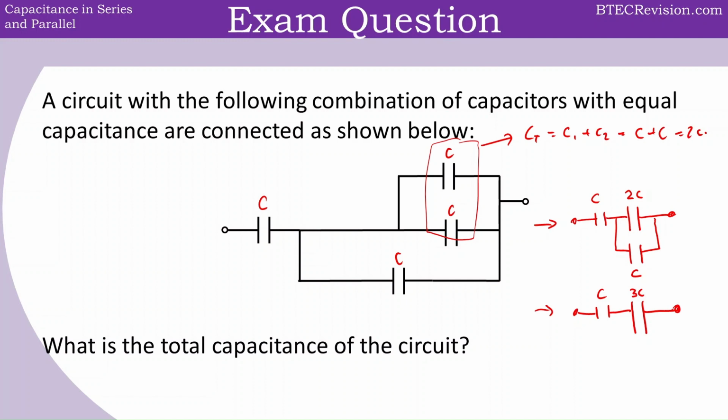Okay, and now we can use our capacitance equation for series, which is 1 over C total equals 1 over C plus 1 over 3C. And we can manipulate this, so that will give us 3 over 3 there. So we want to make the denominators the same, so we can add these fractions, which gives us 4 over 3C. And now we can take the reciprocal. So that gives us the value CT equals 3C over 4.